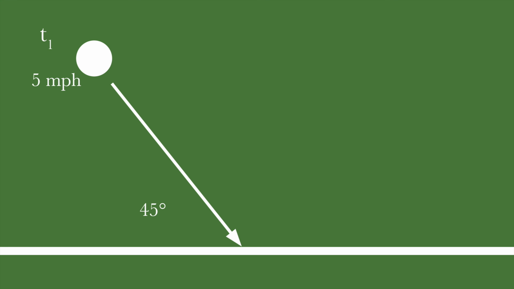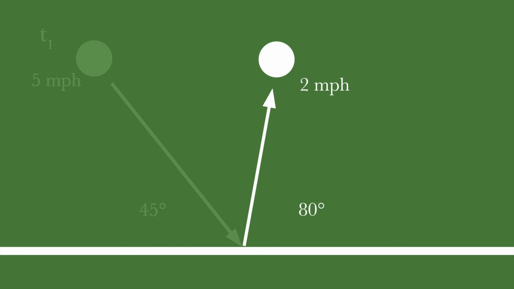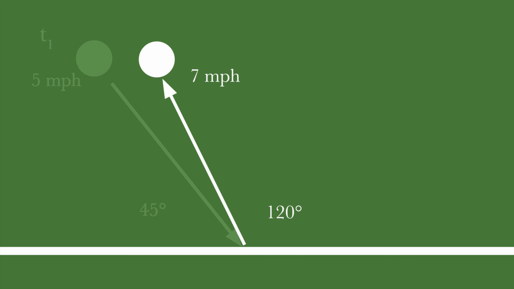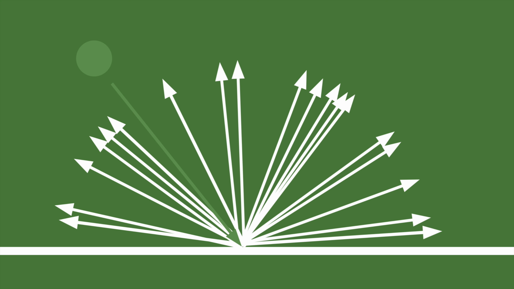In the first trial, a pool ball approaches the bumper at 5 miles an hour at an angle of 45 degrees and bounces off at 80 degrees and 2 miles an hour. In the next trial, the ball proceeds exactly like before, but bounces off at 120 degrees at 7 miles an hour. The experiment is repeated 100 times and the ball bounces off with these angles at various speeds. The attributes of the ball, as it approaches the bumper, have nothing to do with the outcome.